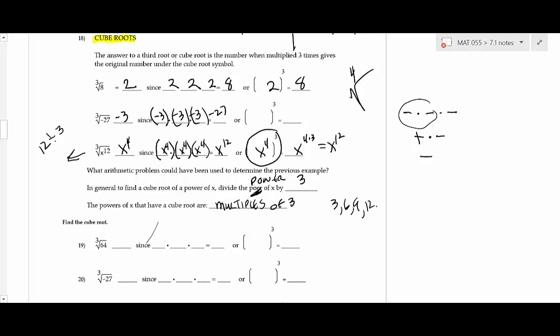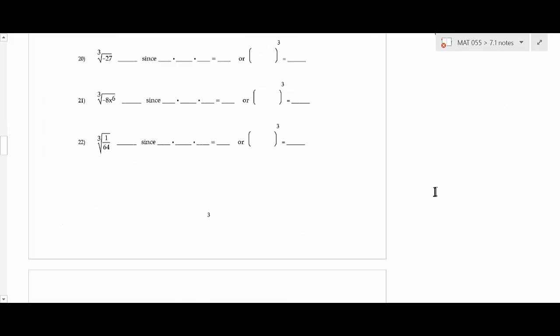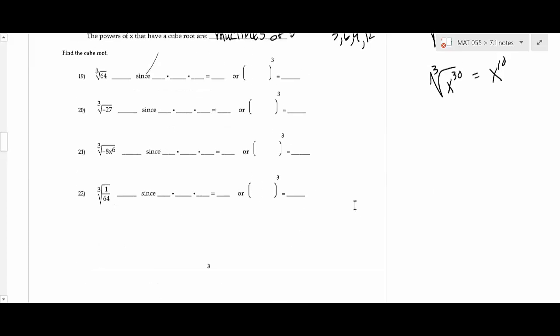I'm going to have you do some problems here in a second. Before I do that, let's do one more quick thing. What if you had the cube root of x to the 15th? You know what that would be? X to the 5th, right? It's real easy. What if you had the third root of x to the 30th? What's that? X to the 10th. So that's what you do. All right, go ahead and go down to number 24.